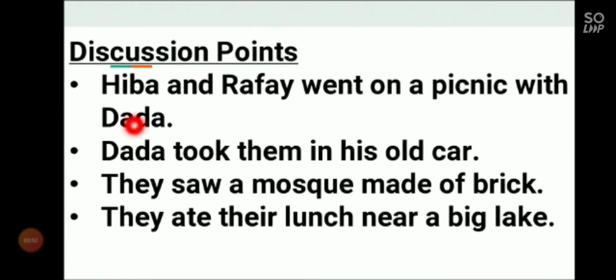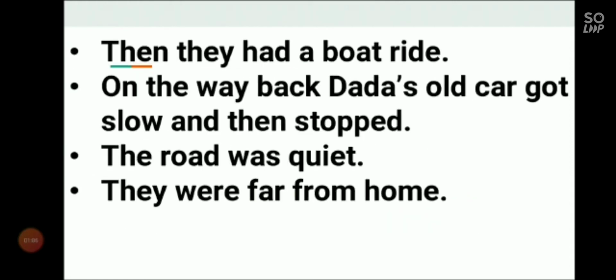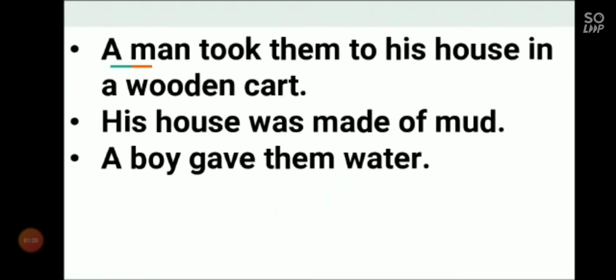Discussion points. Hiba and Rafi went on a picnic with Dada. Dada took them in his old car. They saw a mosque made of brick. They ate their lunch near a big lake. Then they had a boat ride. On the way back, Dada's old car got slow and then stopped. The road was quiet. They were far from home. A man took them to his old house in a wooden cart. His house was made of mud. A boy gave them water.